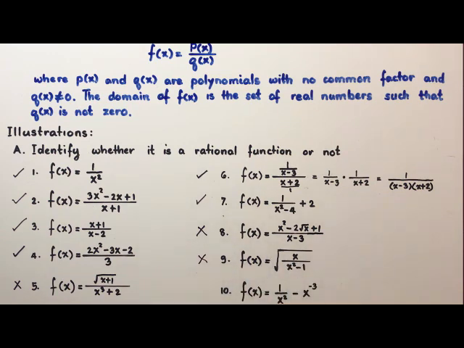Number 10, f of x is equal to 1 over x squared minus x to the power of negative 3. Is this a rational function? If your answer is yes, then you are right, because even though the exponent is negative, if you convert this to positive, that is 1 over x cubed. And if you look for the least common denominator between x squared and x cubed, you can convert this difference into a ratio of two polynomials. So this is an example of a rational function.